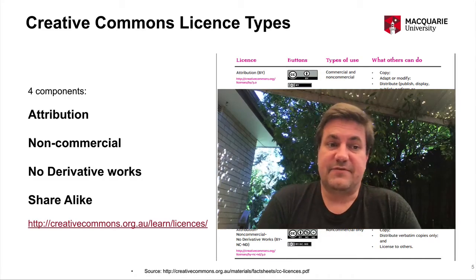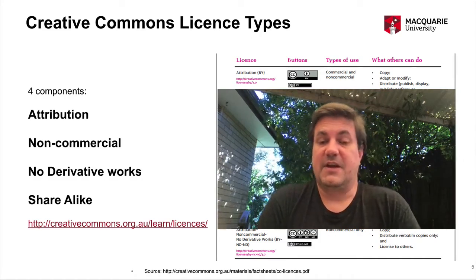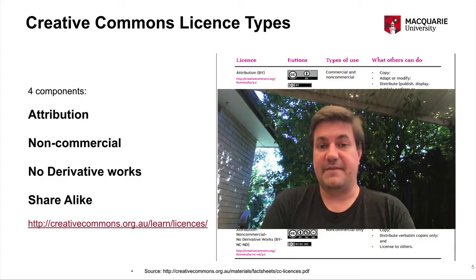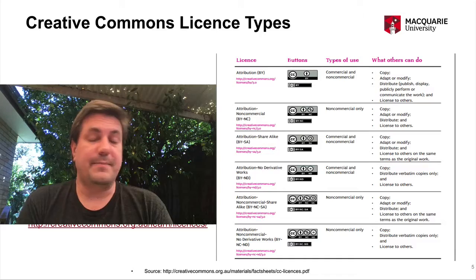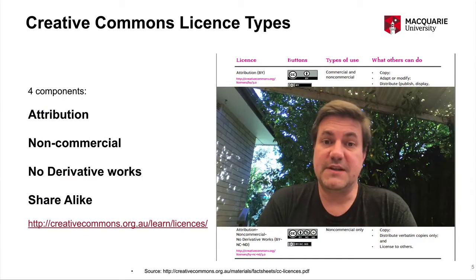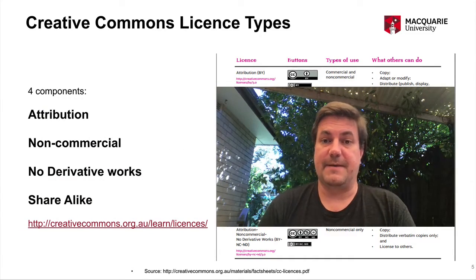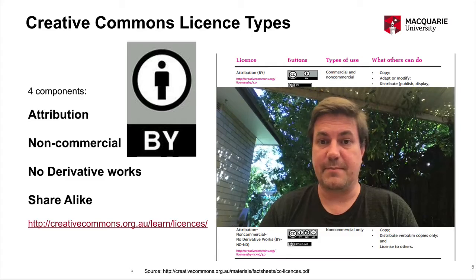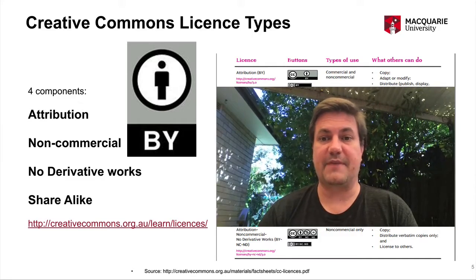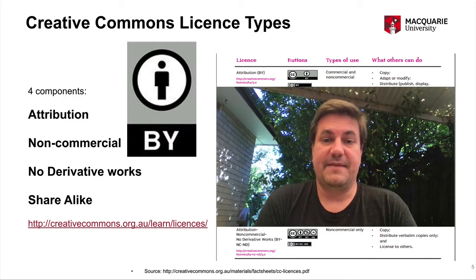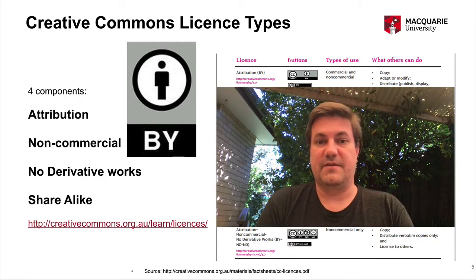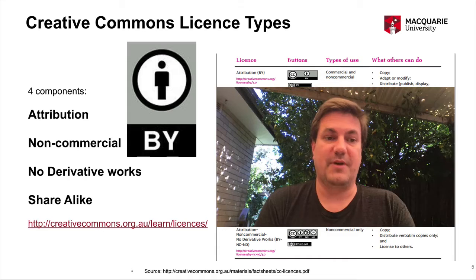At the simplest level, there's 4 types of components to a Creative Commons license, and there's 6 different license types. So the most basic component is attribution, and attribution is the BY symbol. So the BY means you have to attribute the person who created the work. That is the simplest level of attribution, the attribution BY.